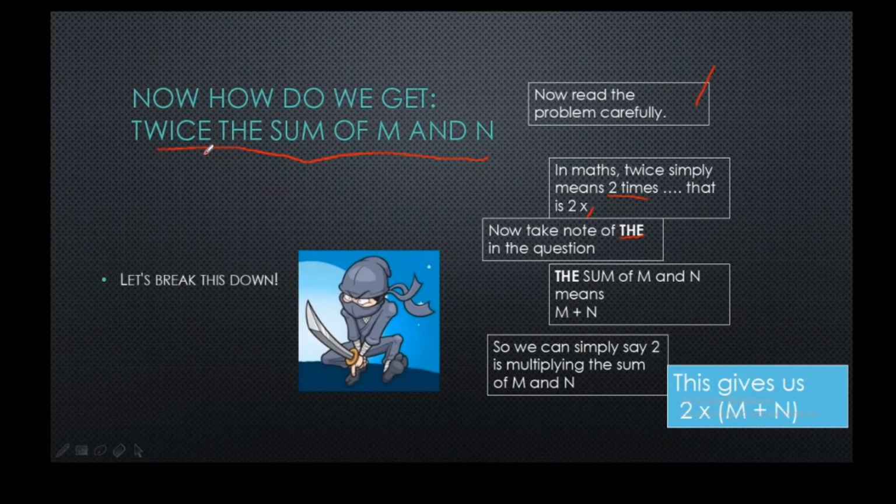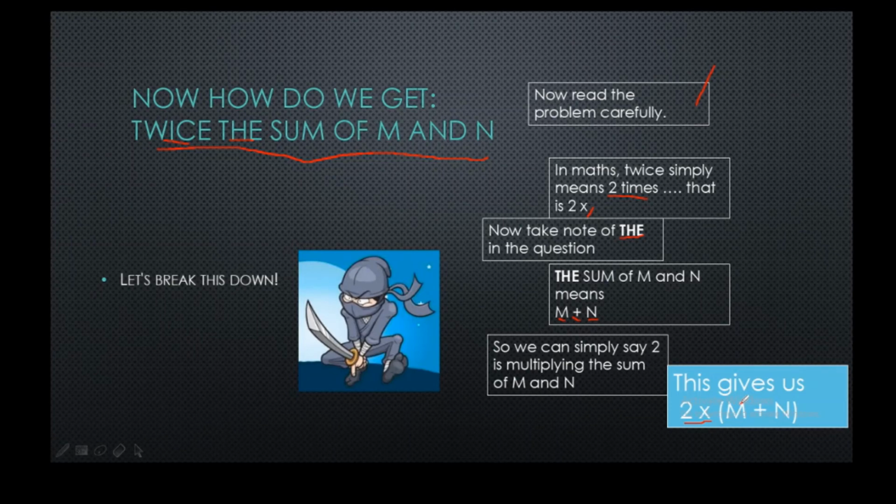So twice the sum of m and n. So sum of m and n. The sum of m and n means m plus n. We are adding m and n together. So since they said twice the sum of m and n, twice, it means 2 times, but we have to get the sum of m and n first. Then when we get the answer, we multiply by 2.